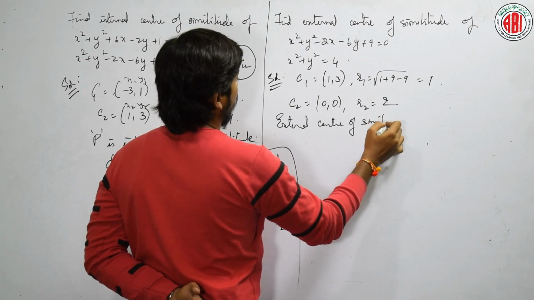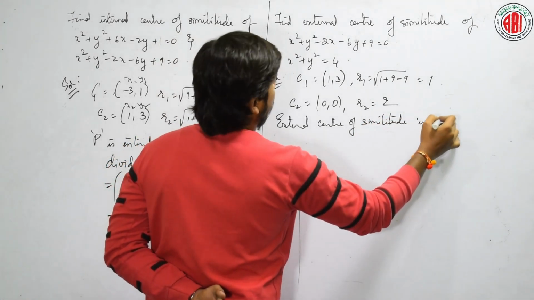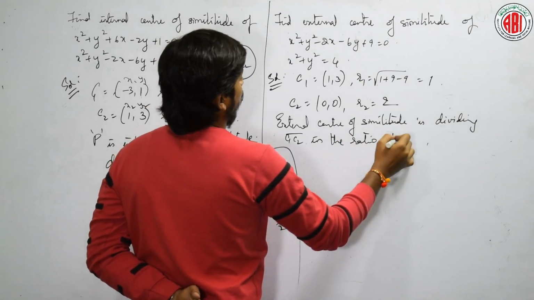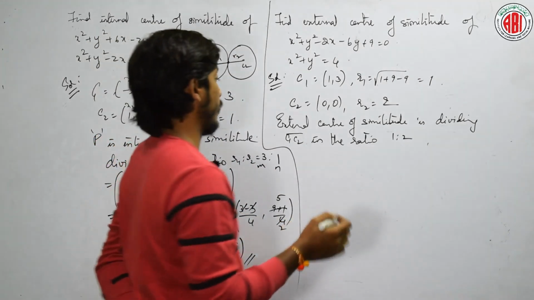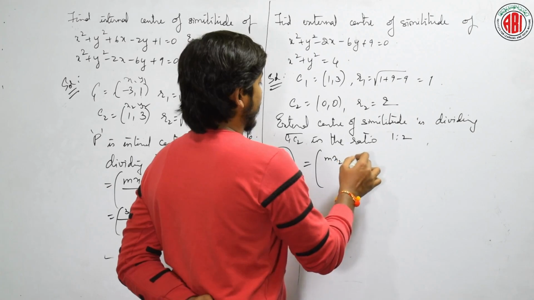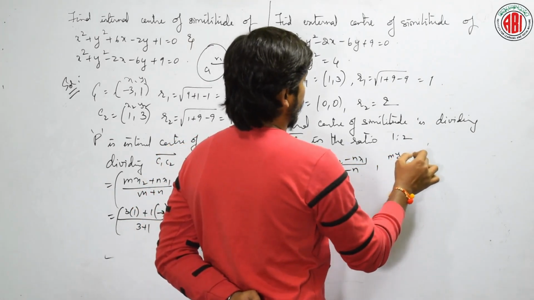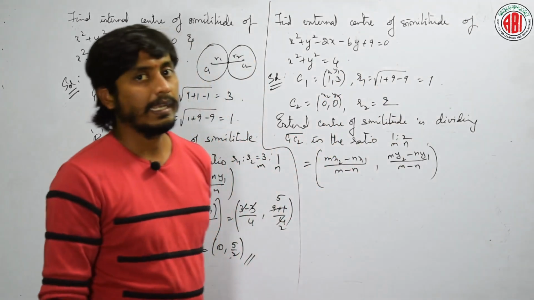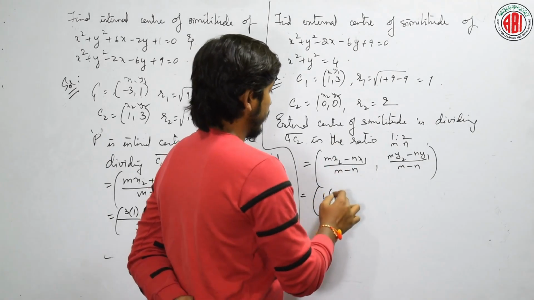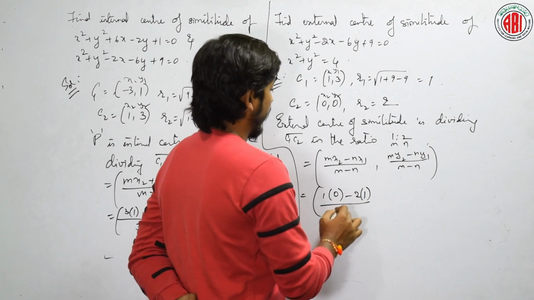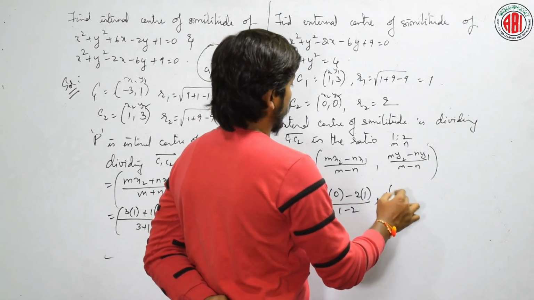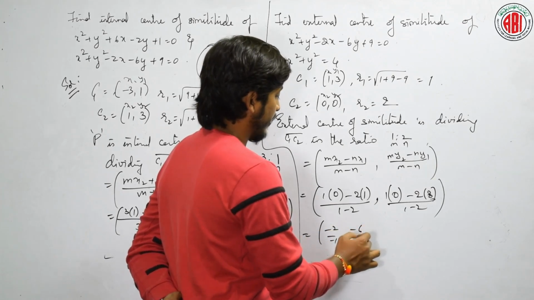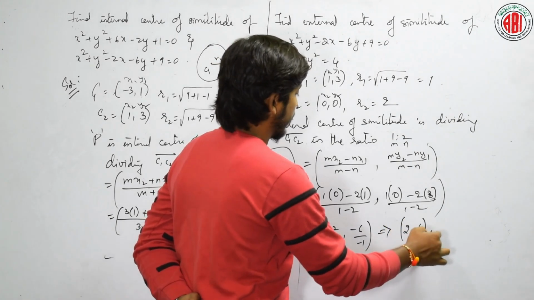So, we can find the external center of similitude dividing C1C2 in the ratio 1 is to 2, that is R1 is to R2. So, we can write the point as (mx2 minus nx1) by (m minus n), and the next (my2 minus ny1) by (m minus n). This is m is to n, and this is x1 y1 and this is x2 y2. So, we can write it as (1 into 0 minus 2 into 1) divided by (1 minus 2), comma, (1 into 0 minus 2 into 3) by (1 minus 2). Therefore, this is minus 2 by minus 1 and here it is minus 6 by minus 1. Therefore, the point is (2, 6).